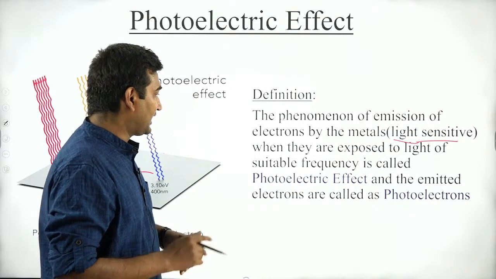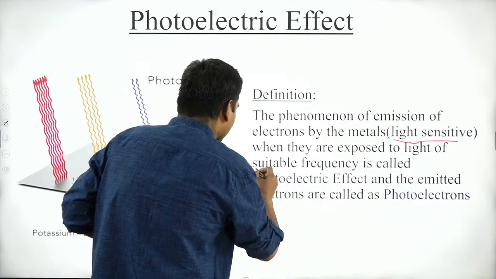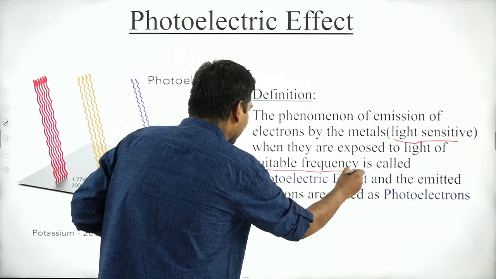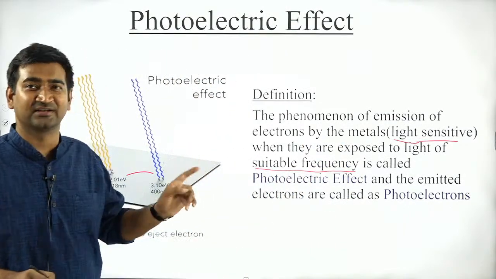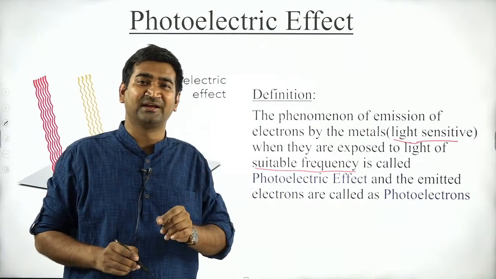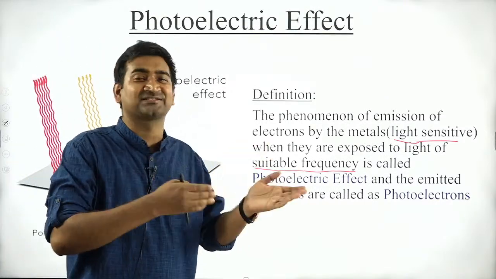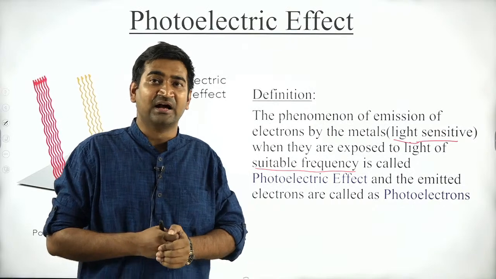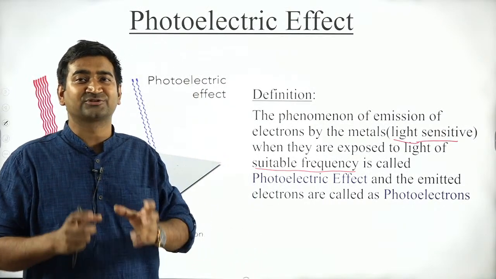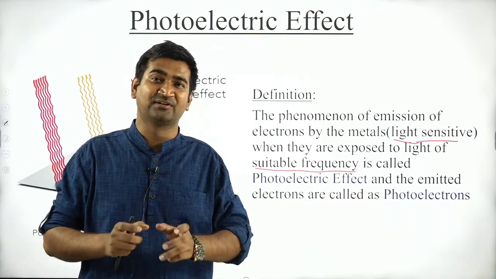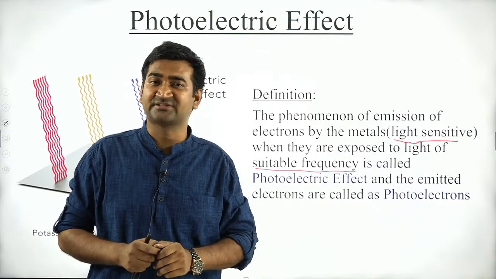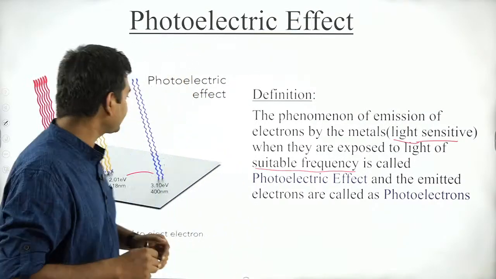Then the important words written here are suitable frequency. Can you see suitable frequency? So it should be a suitable frequency. And what is that suitable frequency called? In the next slides we are going to learn about it. A special name is given to it. It is called threshold frequency. It is represented by nu naught.